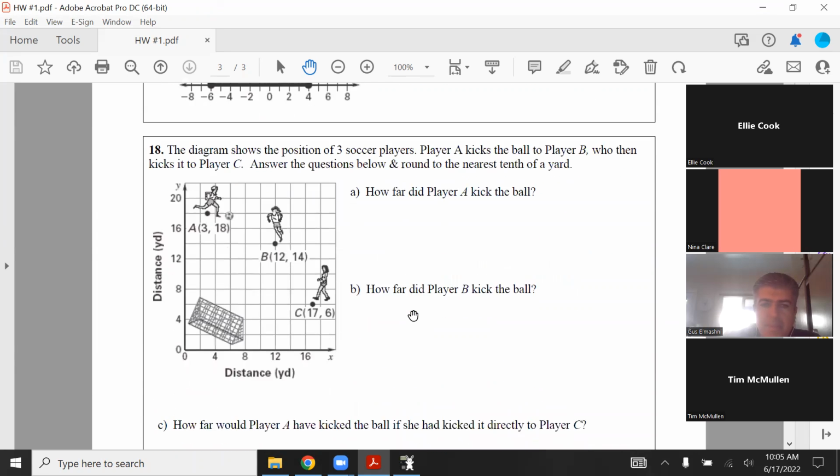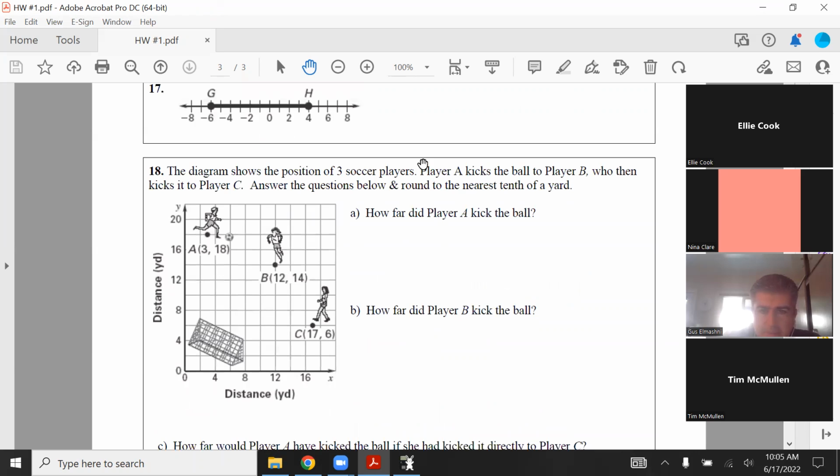Yeah, you're welcome. All right, so let's look at this one here, number 18. Player A kicks to player B, who then kicks to C. How far did player A kick the ball?